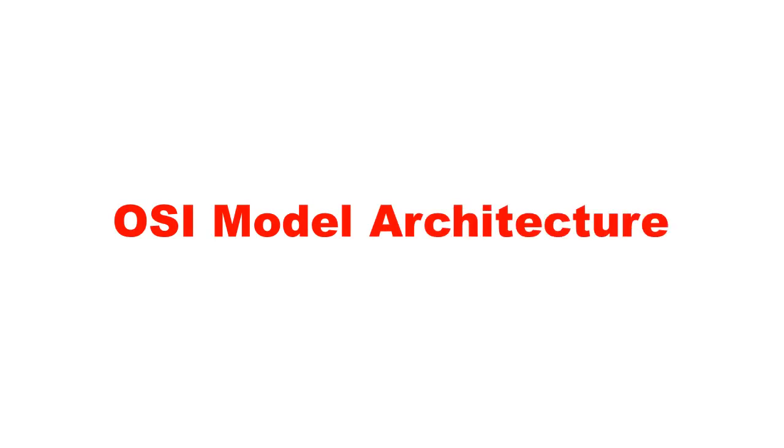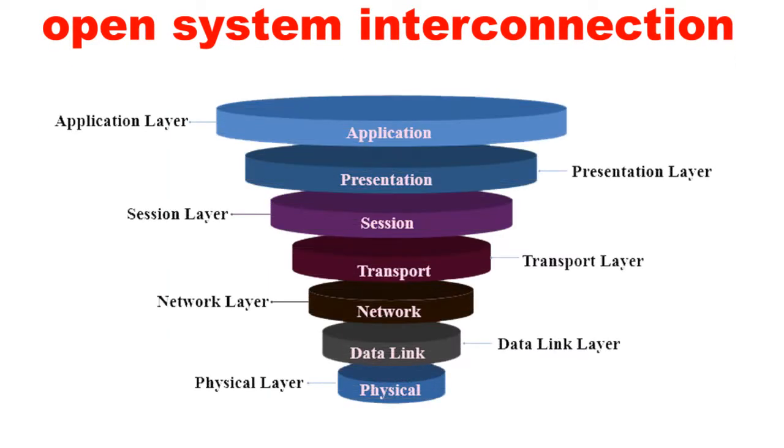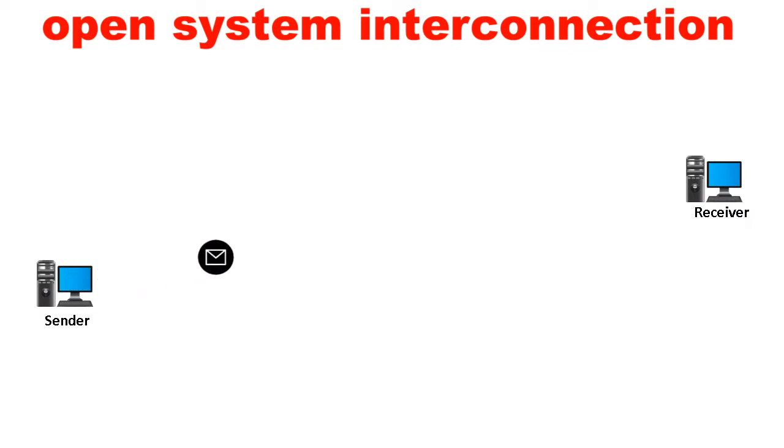Open System Interconnection OSI model. OSI stands for Open System Interconnection, and it has a 7 layers architecture, with each layer having specific functionality to perform. These layers work collaboratively to transmit data packets from one networking device to another networking device across the network.